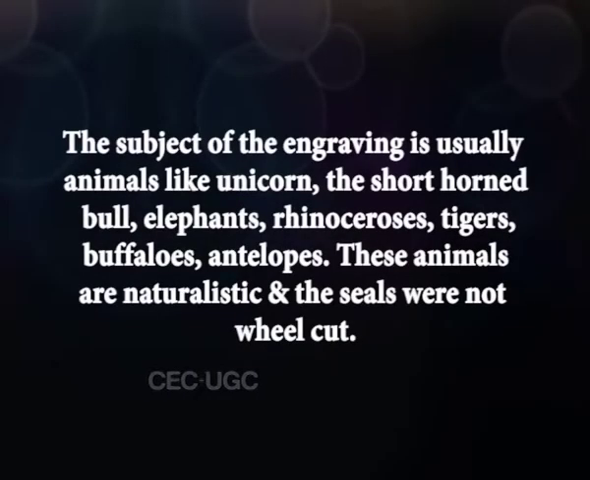The subject of the engraving is usually animals like the unicorn, the short-horned bull, elephants, rhinoceros, tigers, buffaloes and antelopes. These animals are naturalistic, and the seals were not wheel cut. They were first cut into tablet shape with a saw and then engraved with a burin. The history and development of Indian sculpture as a tradition does not become clear until the 2nd century BC.